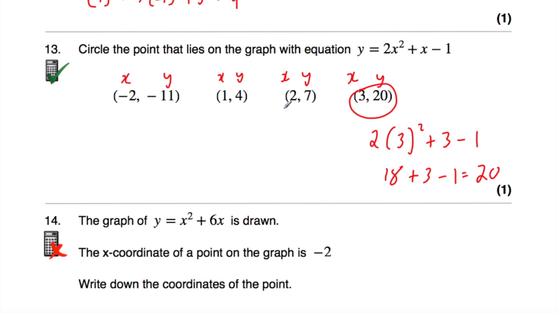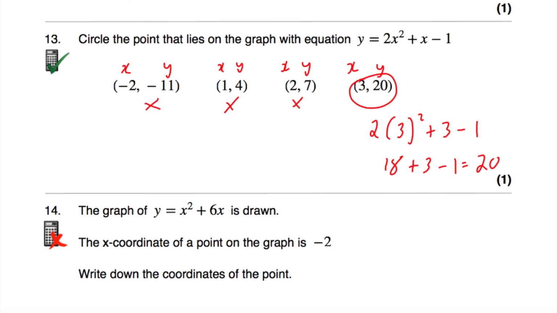If you were to substitute in 2, you would get 2 squared, which is 4, times 2 is 8, plus 2 is 10, take away 1 is 9. If x is equal to 1, you get 1 squared is 1, times 2 is 2, plus 1 is 3, take away 1 will be 2. And finally, if x is equal to -2, -2 squared is 4, because a negative times a negative is a positive, so that would be 4, times 2 is 8, plus -2 comes down to 6, take away 1 would be 5, so that wouldn't be right either. And that's it. Okay, let's look at our next question, question number 14.